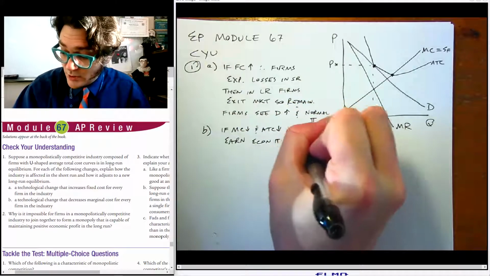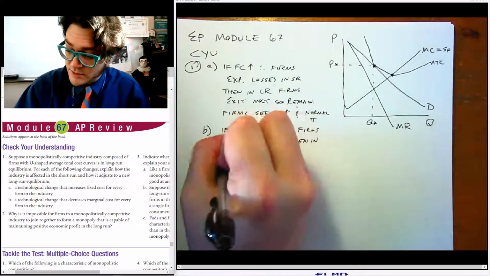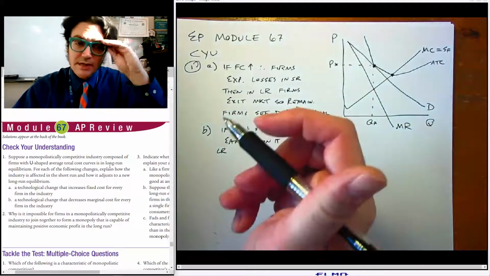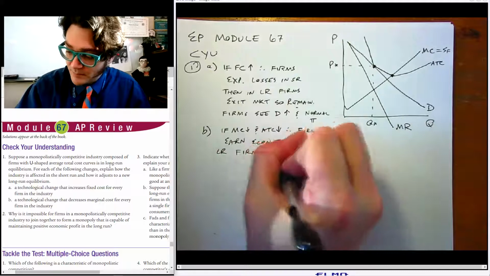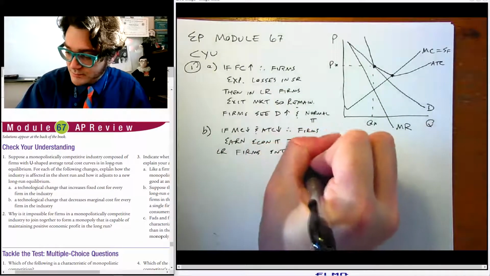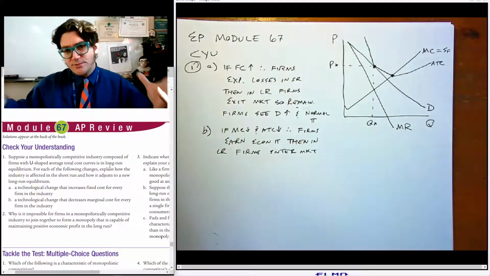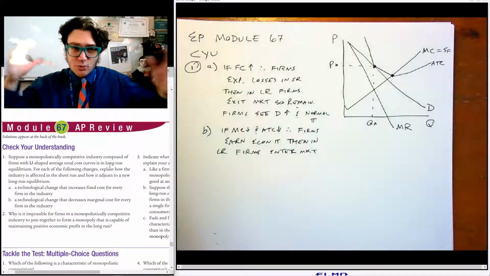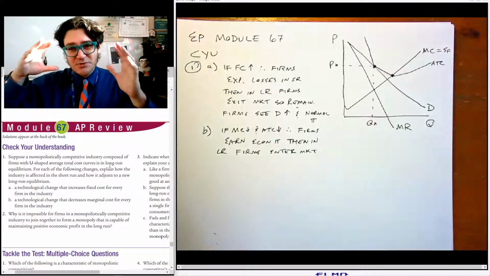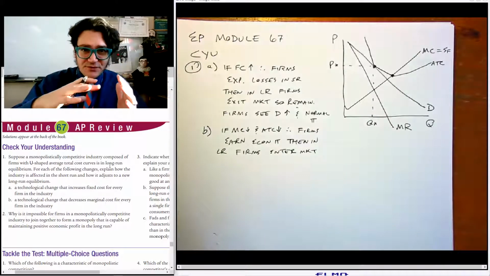Then in the long run, and so that first part is in the short run, right? And then in the long run, new firms enter the market. And so as new firms enter, what's going to happen to the demand for the existing firm's products? Well, there's more competition, right? And so it's going to drive the demand for an individual firm's products down.